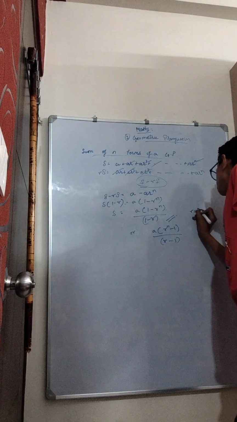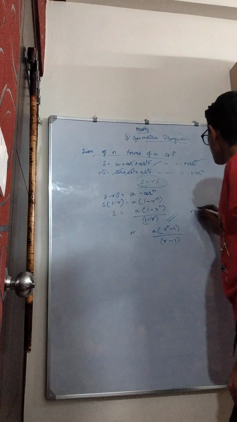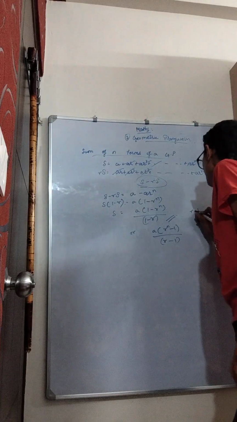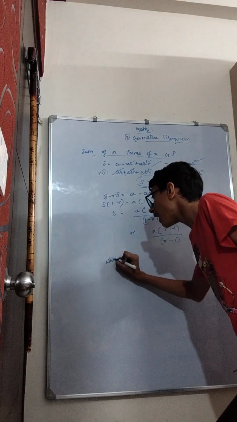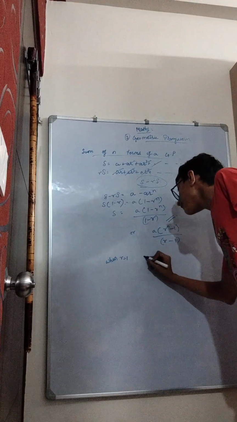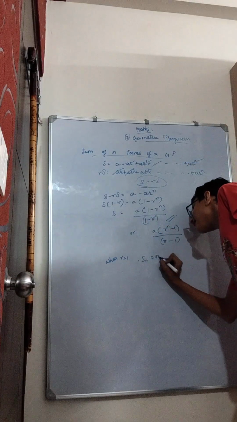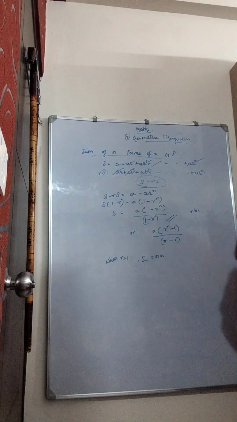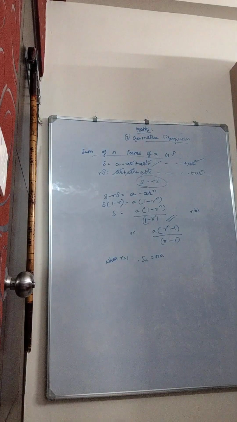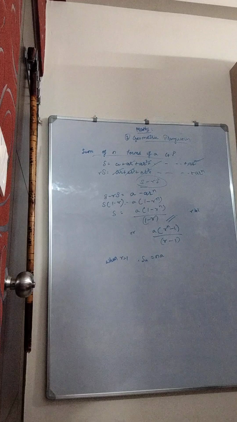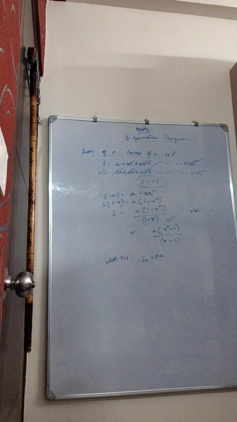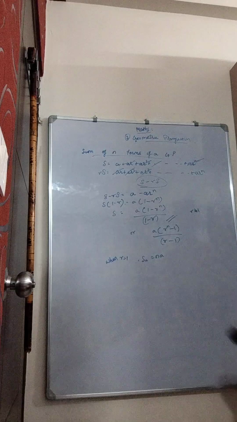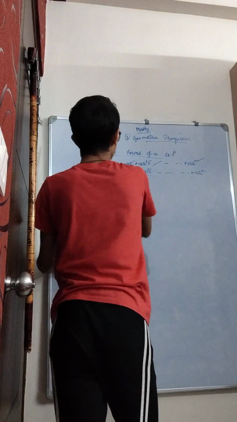This is when R is not equal to 1. But when R is equal to 1, Sn is equal to Na. Okay, so next one. Please note this down. Okay, now next one we are going to learn.